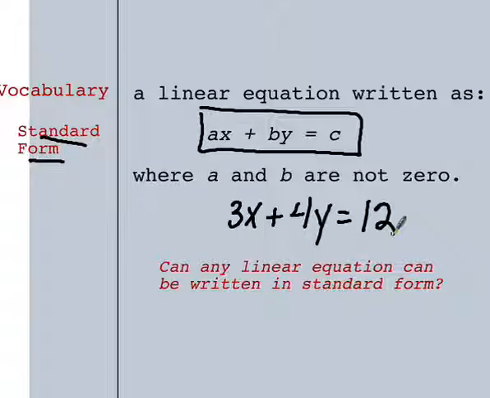And usually what we do is solve it for y, and then it would be in slope-intercept form. In this case, if it's ax plus by equals a constant, you're going to leave it in that form and graph it. Can any linear equation be written in standard form? So hopefully you can answer that by the time we're done. So can any linear equation be written in standard form? Yes or no?